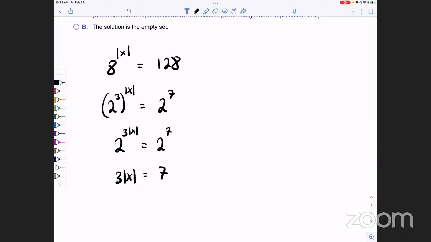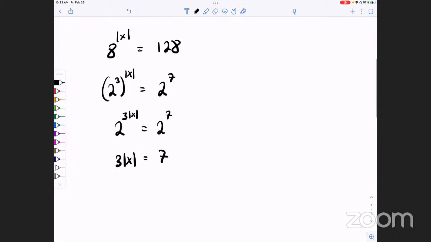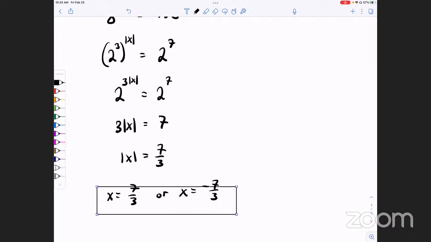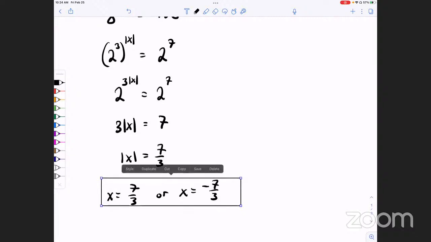Absolute value equation. To do this, let's isolate the absolute value. So then we have the absolute value of x equals 7/3. To solve the absolute value equation, there are two outcomes. It can be positive or negative. So x equals either 7/3 or x equals -7/3, right? And then let's check this before we submit it on Pearson, because we can.